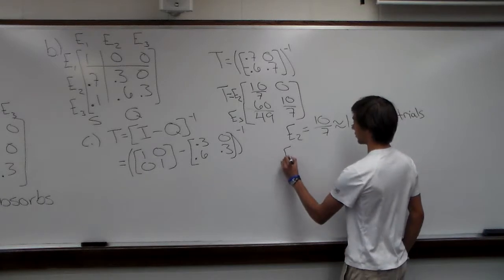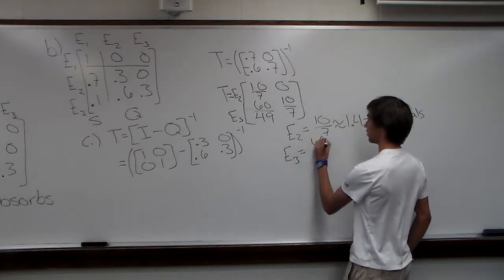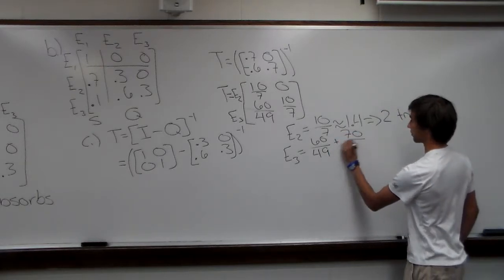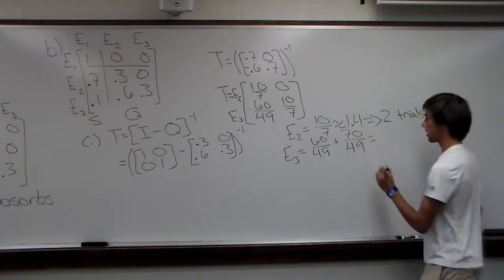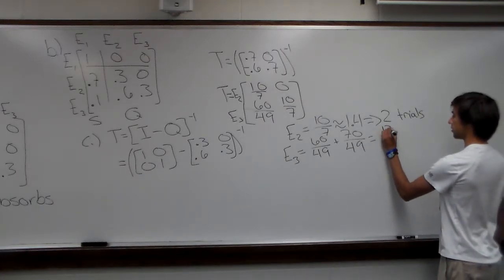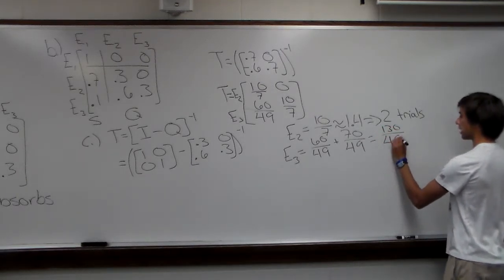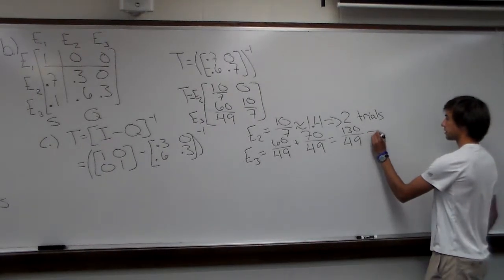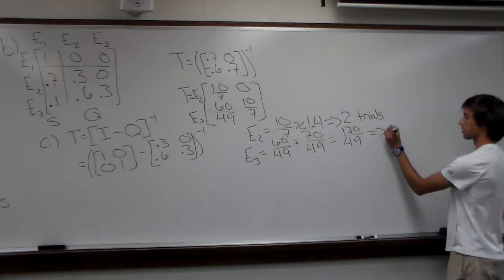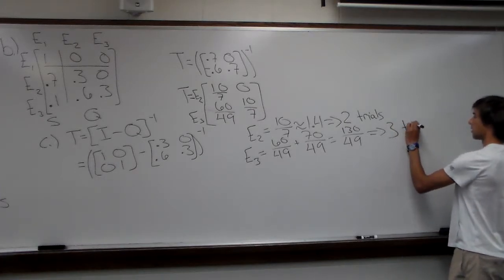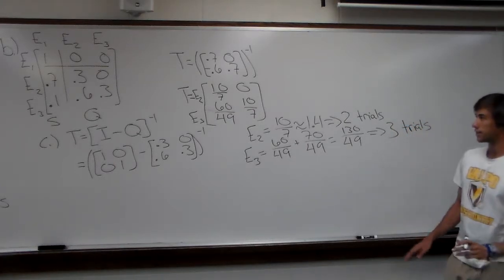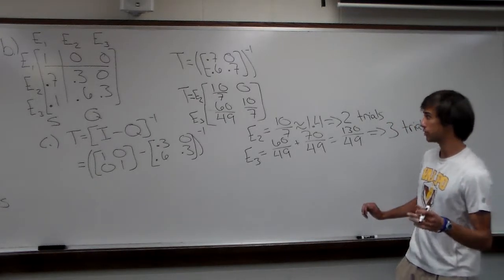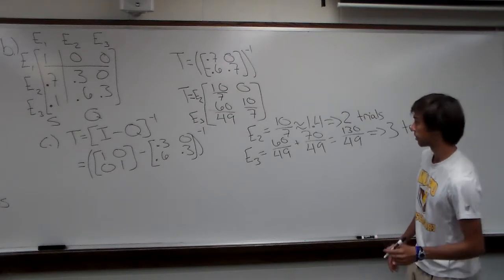Now if we take E3, we're going to take 60 over 49 plus, we'll call this 70 over 49 just to get our common denominator. That is 130 over 49, which is between 2 and 3, which tells us that we'd have to take 3 trials to get from a failing grade to an A. And that's all we have to do for part C.